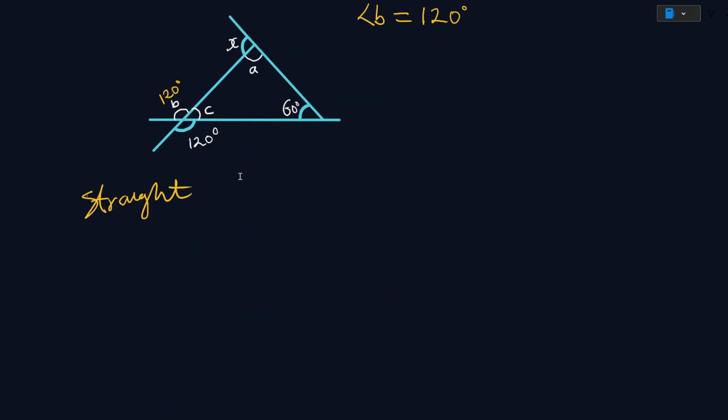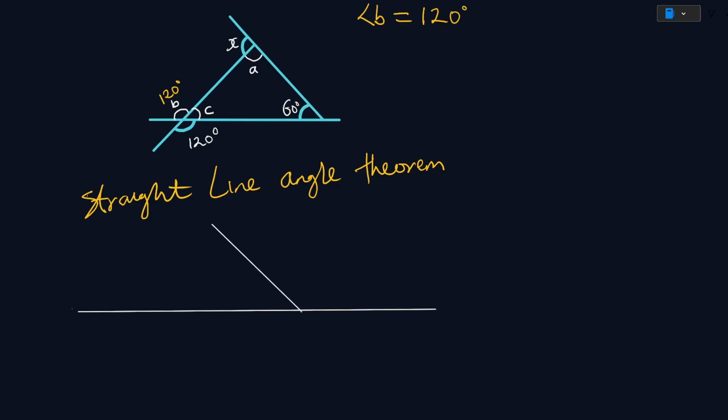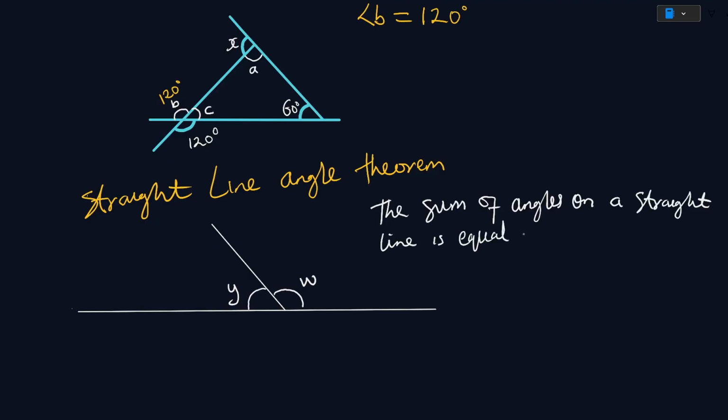So let's apply the straight line angle theorem. This theorem states that if you have a straight line with another line forming angles, let's call them Y and W, the sum of angles on a straight line is equal to 180 degrees. This means that angle Y plus angle W is equal to 180 degrees, because they have a common straight line, which is this line.